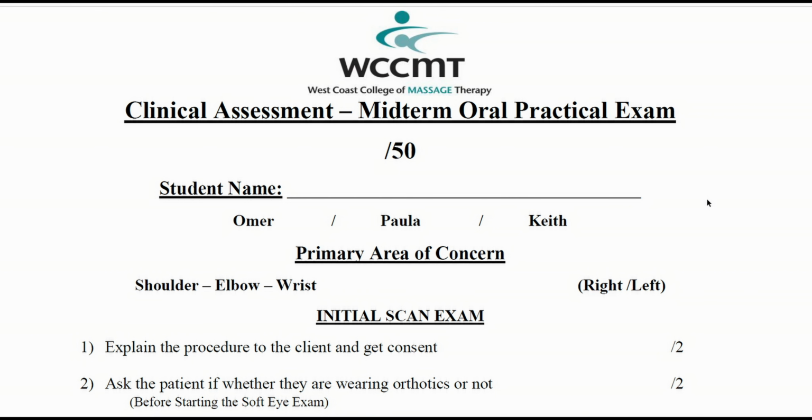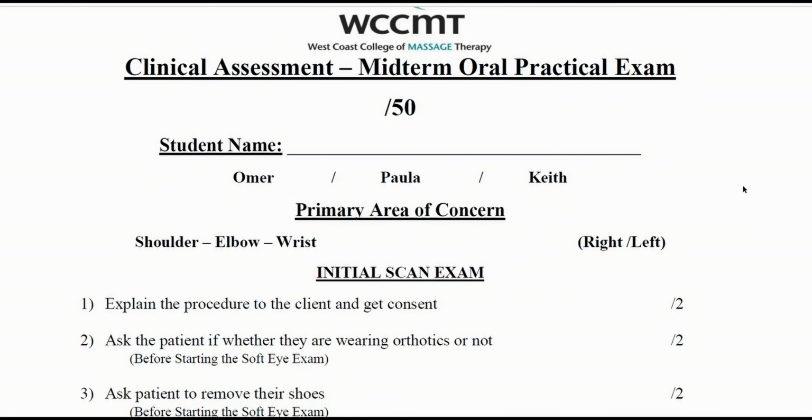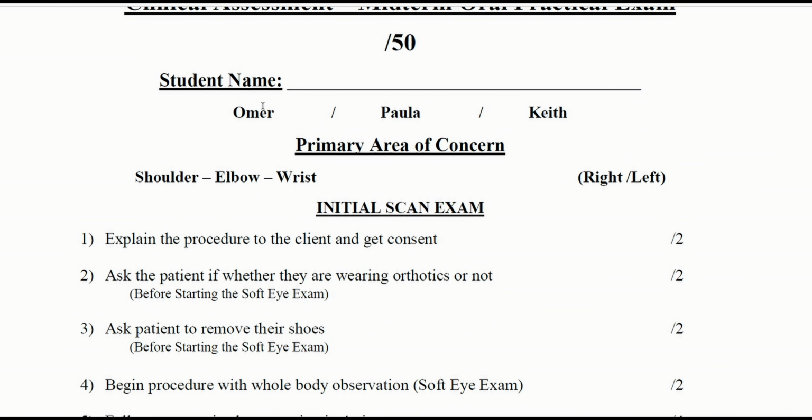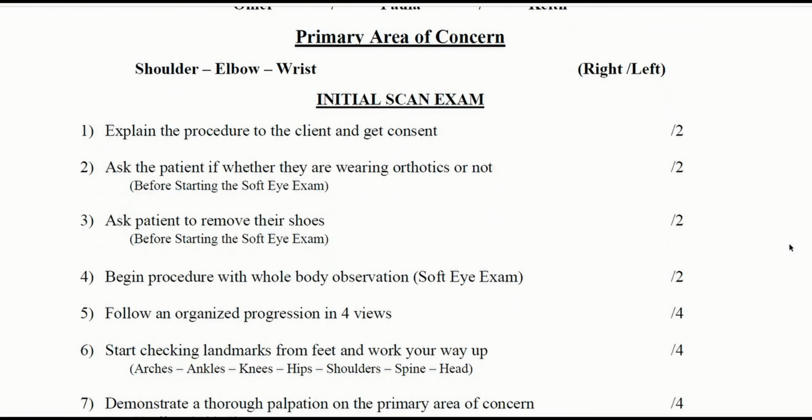Okay, so let's start. It is out of 50 marks, 50 points, and your examiners will be right here: myself, Paula, and most likely Keith. For the midterm, we're only focusing on 3 joints, because by this time you're going through only shoulder, elbow, and wrist anyway. So your midterm examination also consists of these 3.